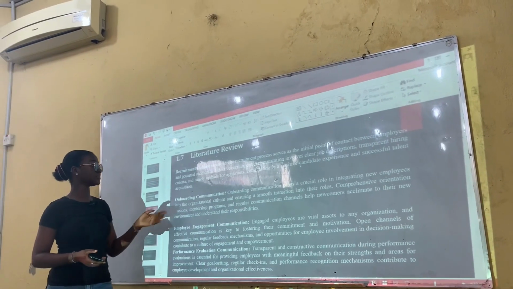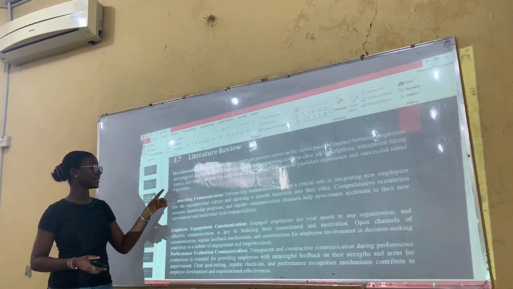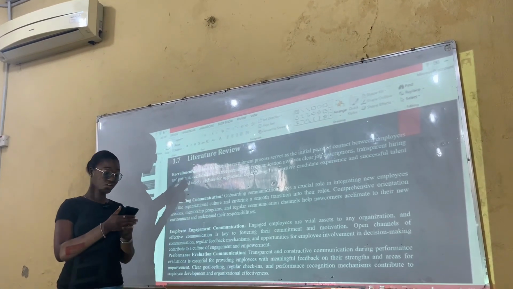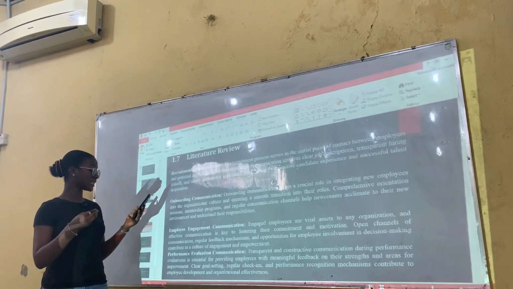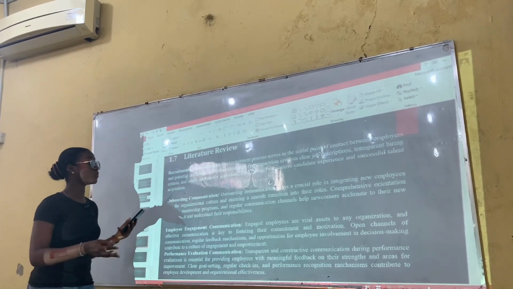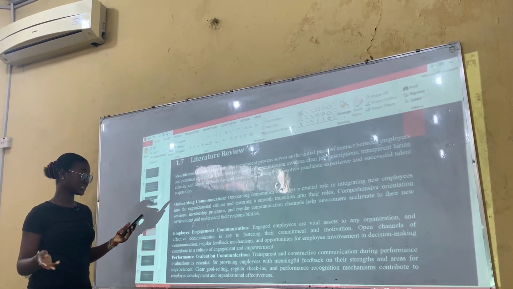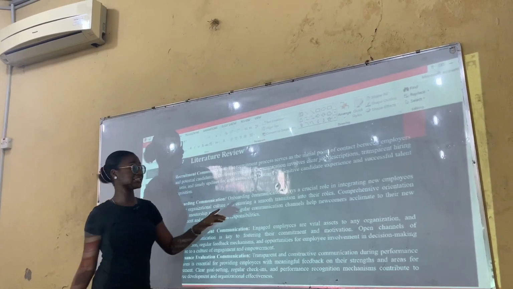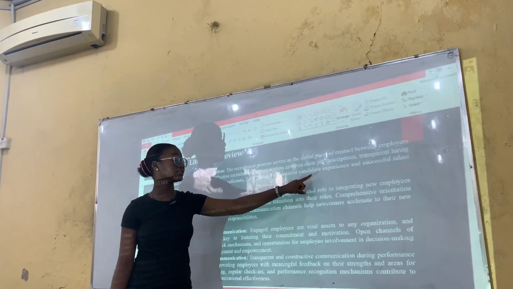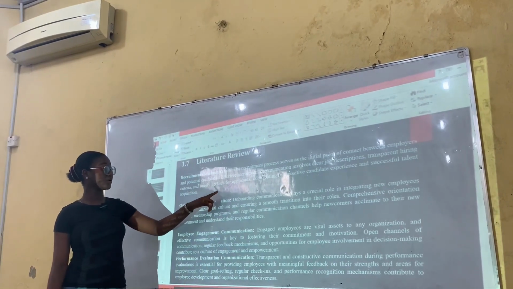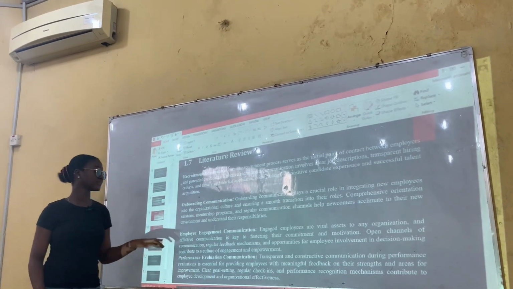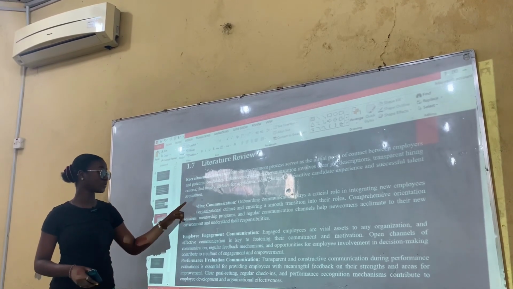Okay, so the next subtopic is literature review, and under it we have recruitment communication. So the entire process involves a clear description of the employee's role at the point of contact, and that is when the employer meets potential candidates. So this can be done through two ways, and that is through providing clear job descriptions and timely updates for applicants.